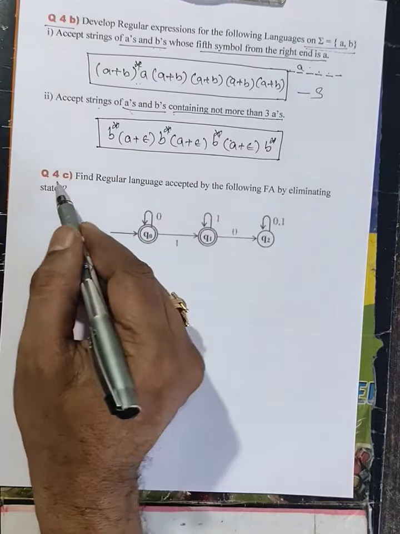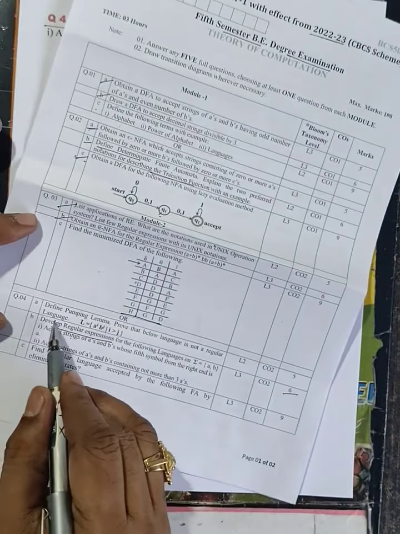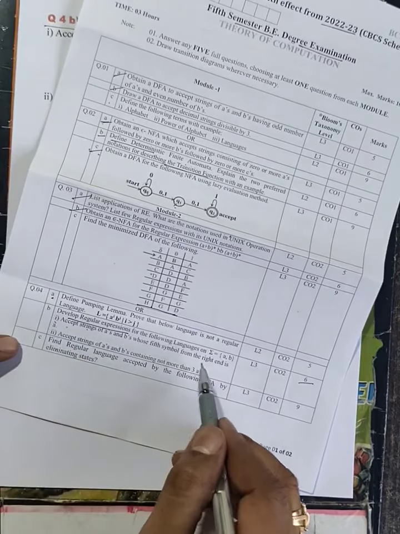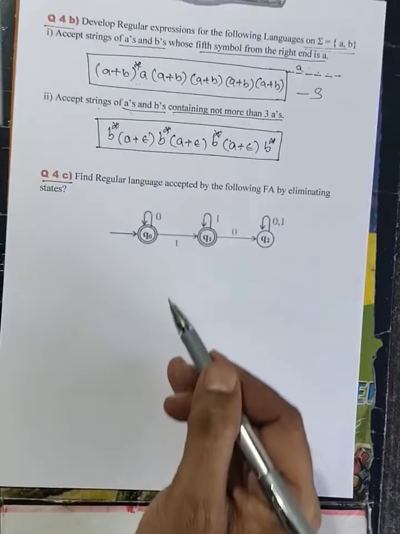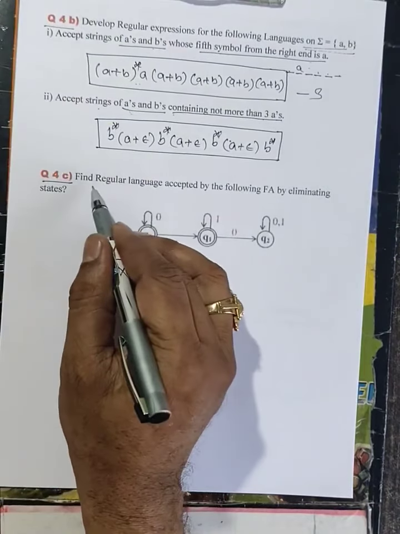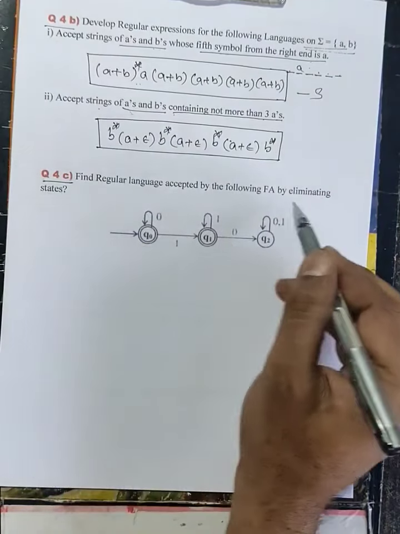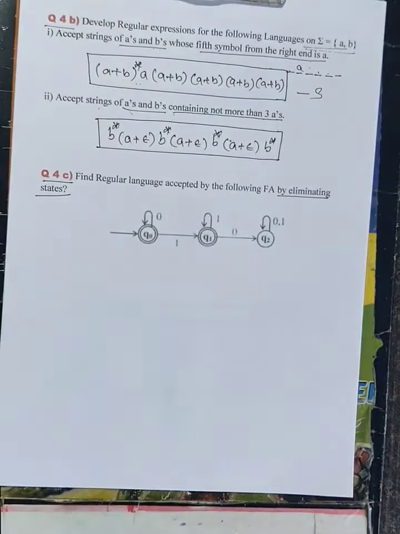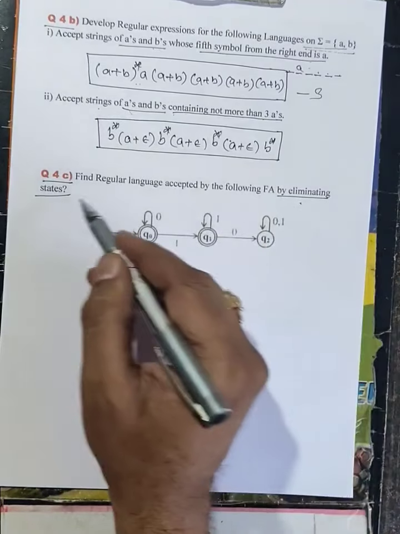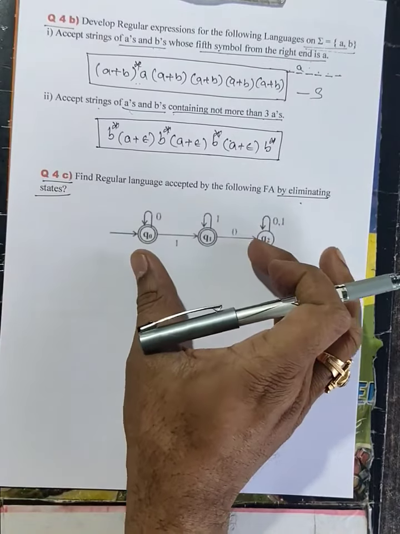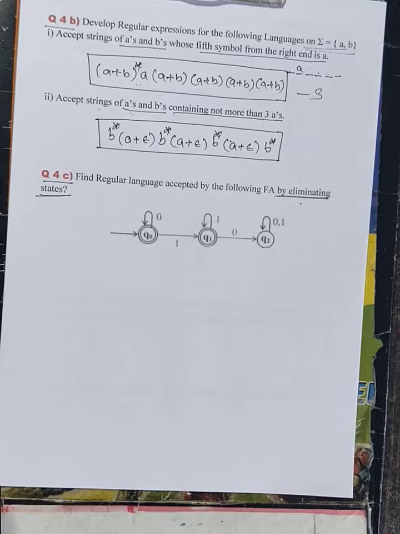Next, question number 4C. What is question number 4C? Question number 4A is theory questions. Question number 4B is regular expression. And question number 4C is: find regular language accepted by the following finite automata by eliminating state. From this we have to find regular expression using state elimination method. We can convert this in 2 ways, but here it is clearly mentioned using state elimination method.